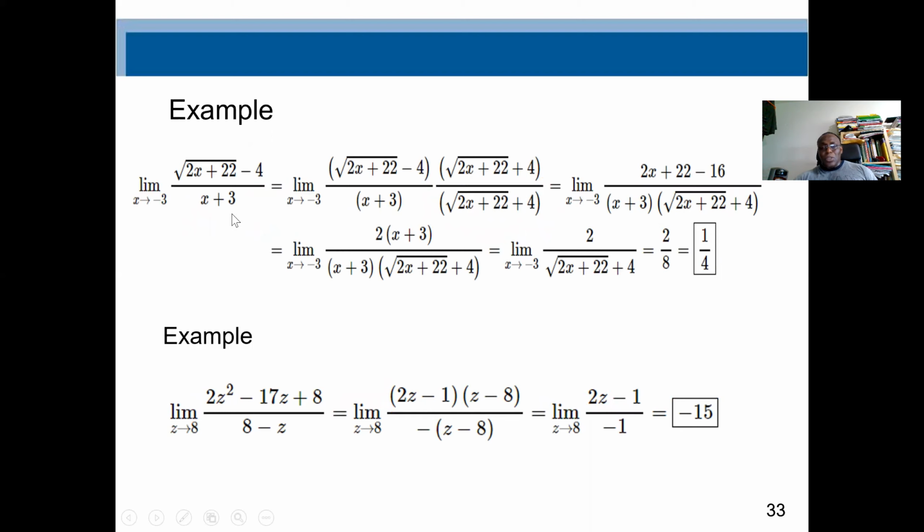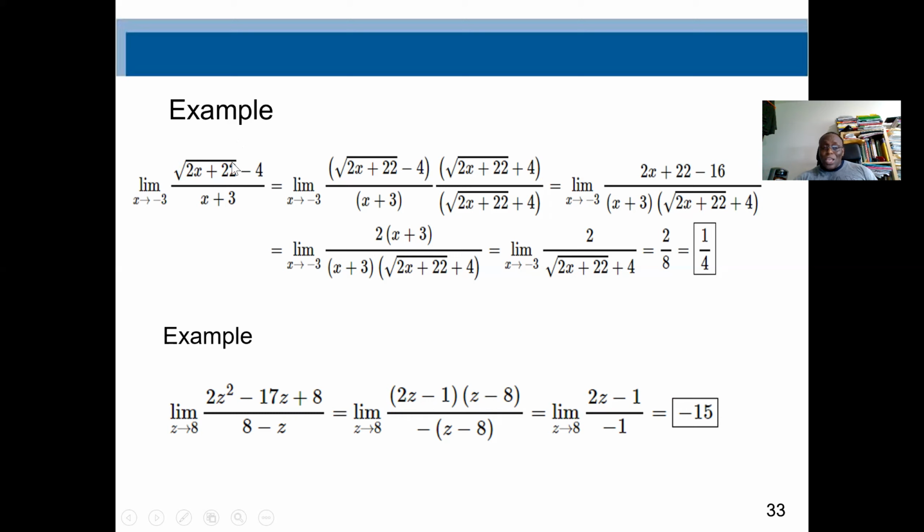And another example given to us here. First of all, we try to substitute negative 3. So I'll get negative 6 plus 22, which gives me 16. The square root of 16 gives me 4, so 4 minus 4 is 0. And in the denominator, negative 3 plus 3 gives 0. So here I'll get 0 over 0.